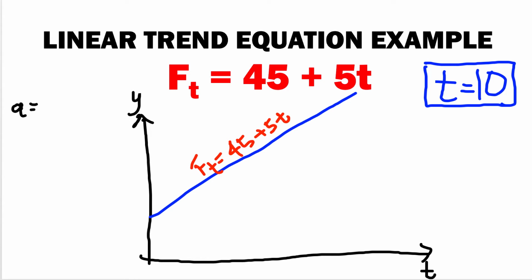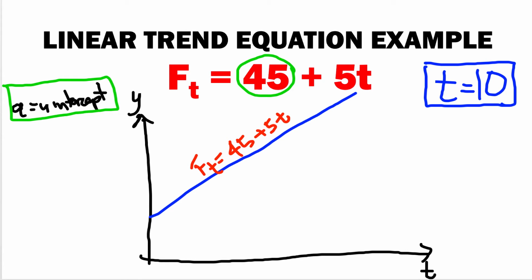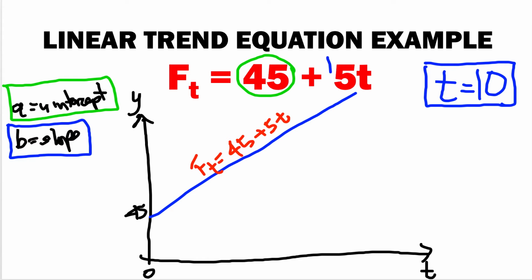We also know that A is the y-intercept, and in this case, A equals 45. This means that when t equals 0, y equals 45. From this formula, we also know that B, or the slope, is 5. This means that for every one period of t, y increases by 5.